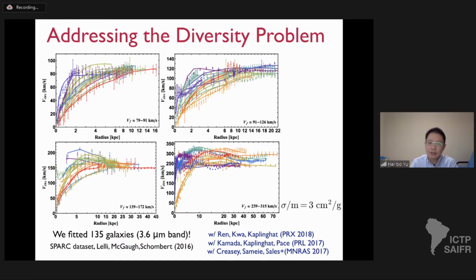So in a recent paper, we take 135 galaxies, which is the largest data set we can get in the literature. We analyze the data and use SIDM to fit the data, and we can fit each of the rotation curves. So here we show you a few examples.